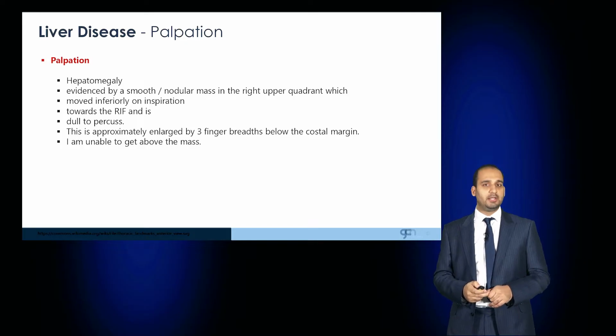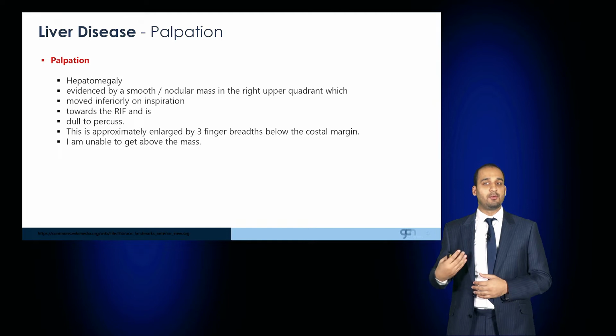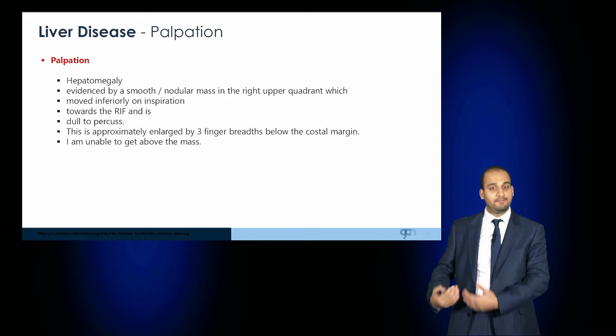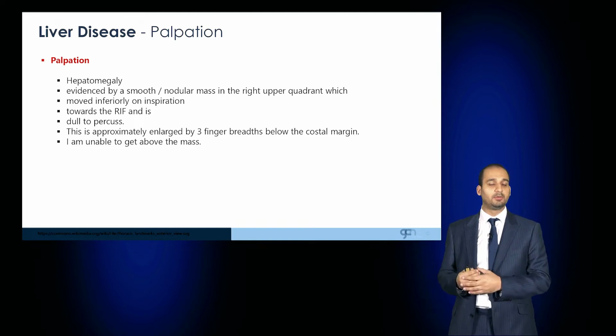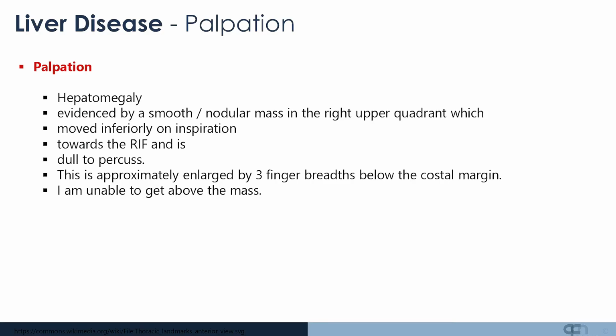On palpation, the patient may have hepatomegaly, and this would be evidenced by a smooth or nodular mass in the right upper quadrant which moves inferiorly on inspiration towards the right iliac fossa. Percussion of this mass would be dull, and you'd quantify how many finger breadths below the costal margin you're able to palpate this mass. More than 2 finger breadths is considered abnormal and suggests hepatomegaly, and you would comment that you were unable to get above the mass.